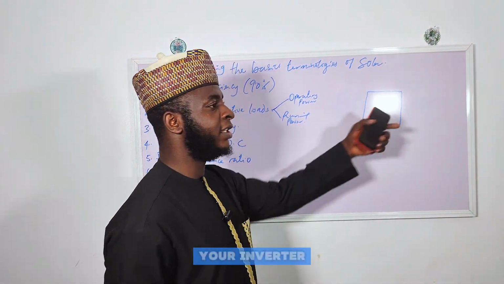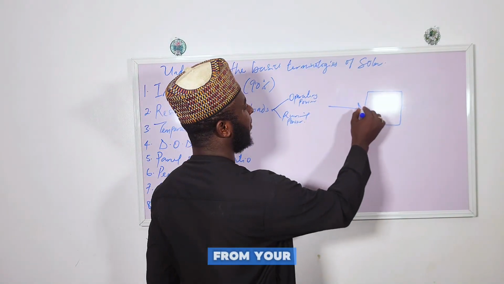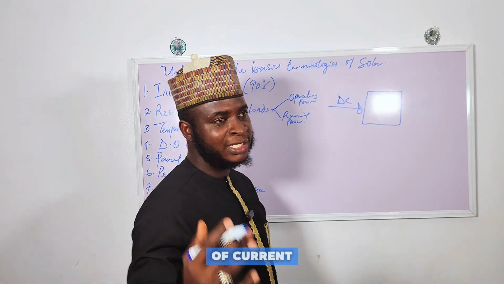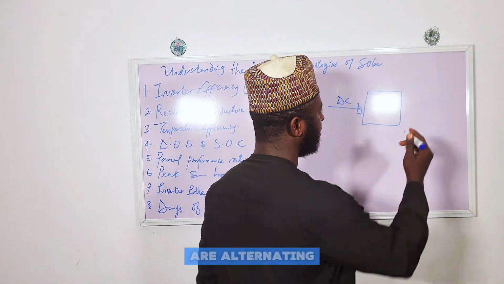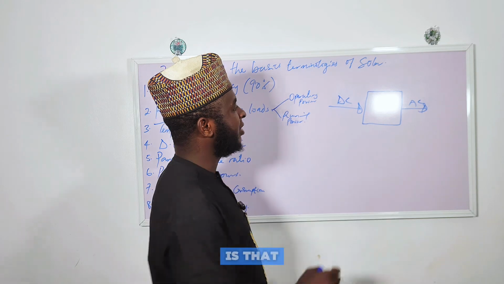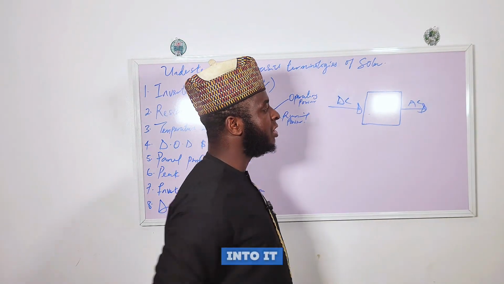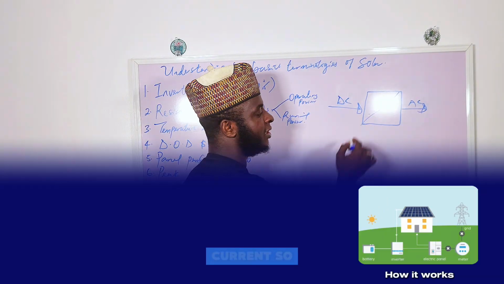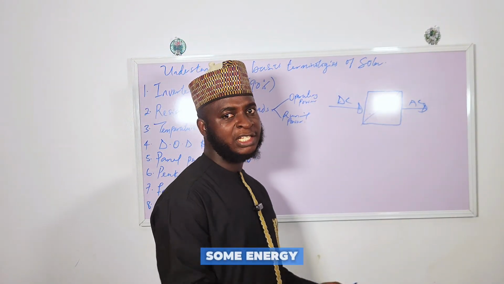Let's assume this is your inverter. And the type of current coming from your panel, your battery, is direct current, a DC current, while the type of current that you use with your appliances at home is alternating current, AC current. So what the inverter does is that once the DC current is entering into it, before you can make use of it at home, it's going to convert it for you into an alternating current. So when it's doing this work, some energy is lost.